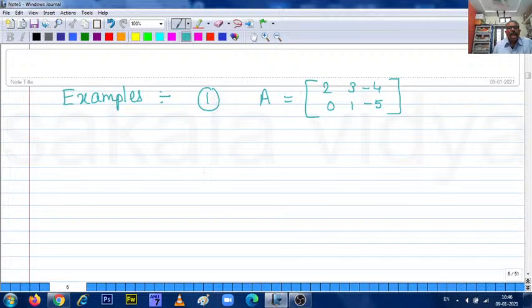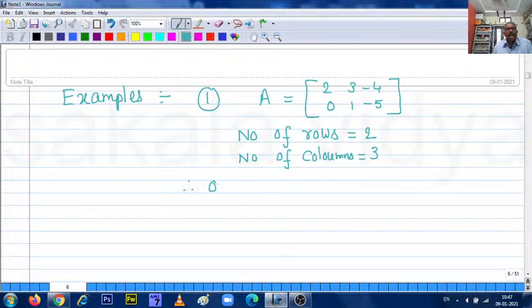See now, here write down number of rows. Number of rows is equal to, how do you count number of rows? Top to bottom, 1, 2. Number of rows is 2. Now number of columns, you count it. Number of columns is equal to 1, 2, 3. So therefore the order of A equals 2 by 3. Generally you write order here 2 by 3. Order of A is 2 by 3. Very good.